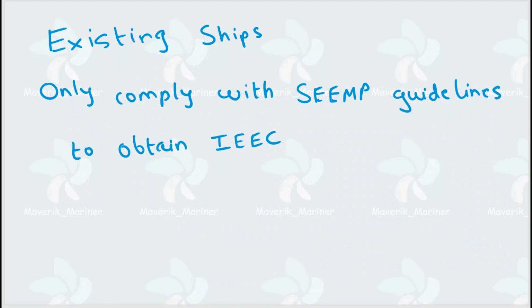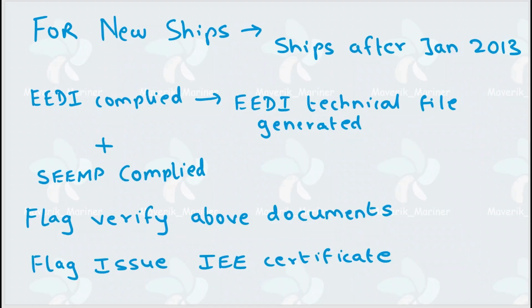For these ships to obtain IEEC certificate, they will only have to comply with SEEMP guidelines. But for new ships, that is ships built after Jan 2013, they have to comply with EEDI calculations. Then an EEDI technical file is generated and SEEMP has to be complied with. Flag will verify all the above documents and then it will issue the IEEC certificate.